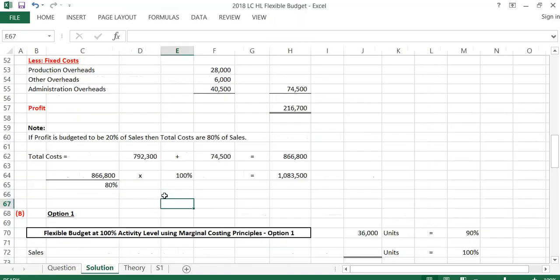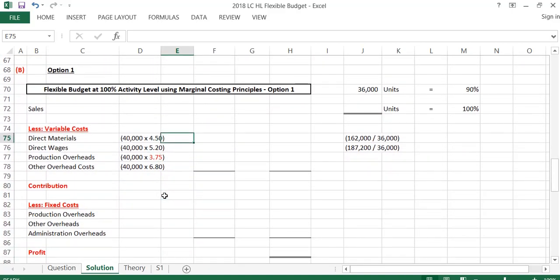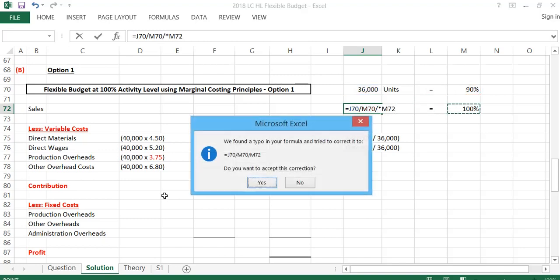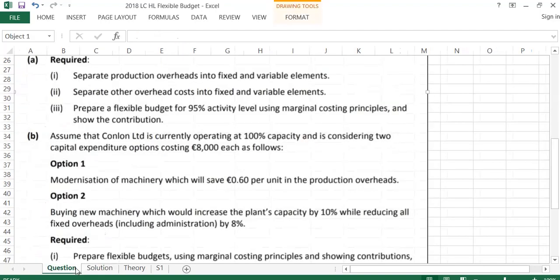So to look at that, the flexible budget is going to be fairly similar to before, only now instead of working at 95%, they're going to be working at 100%. So again here, if 36,000 units is 90%, we'll get that from the question, if I divide that by 90 and multiply that by 100, it says 40,000 units. We're going to be operating at 40,000 units if we operate at 100%. The only other thing that changes from the original budget is that the machinery will save 60 cents per unit in the production overheads.